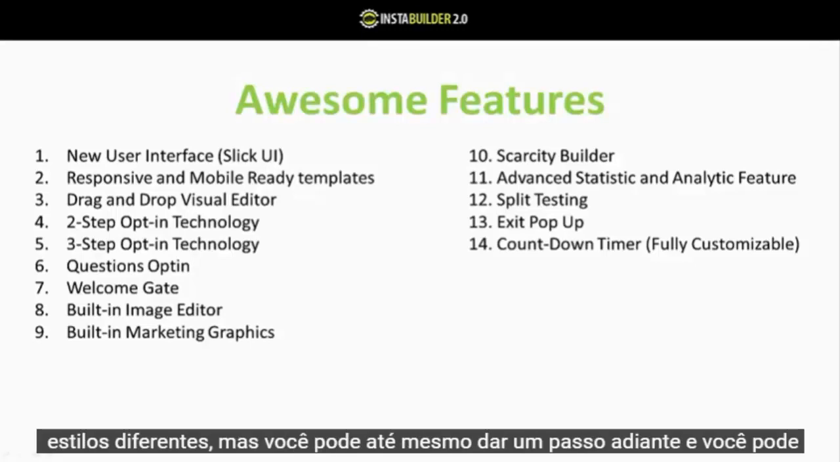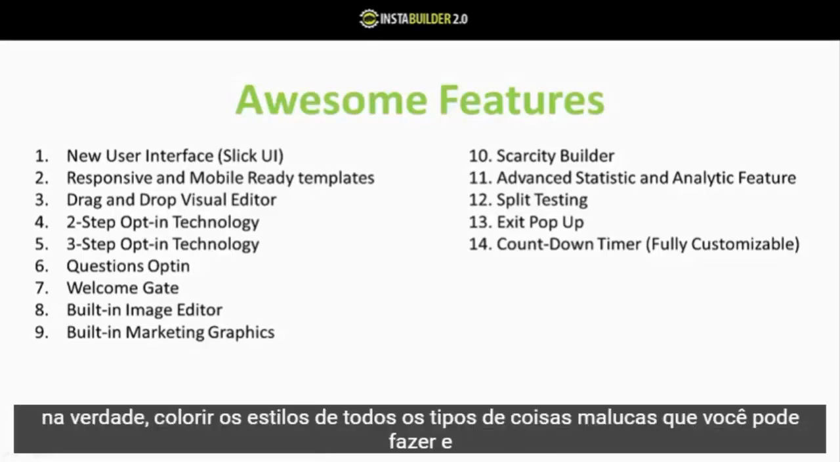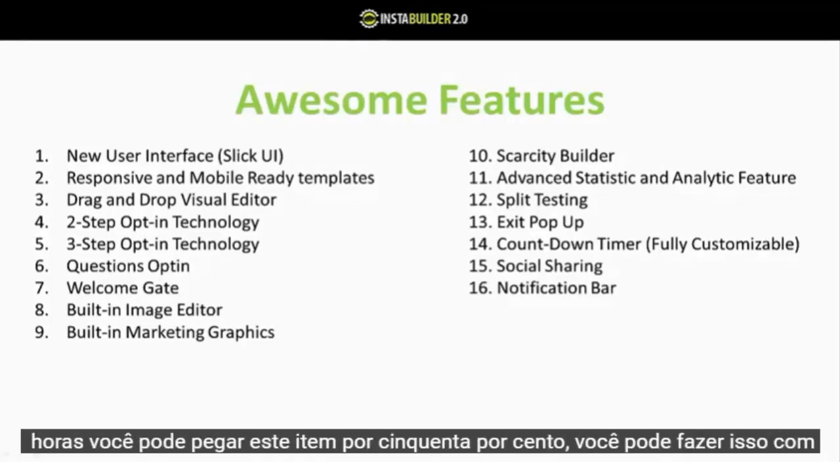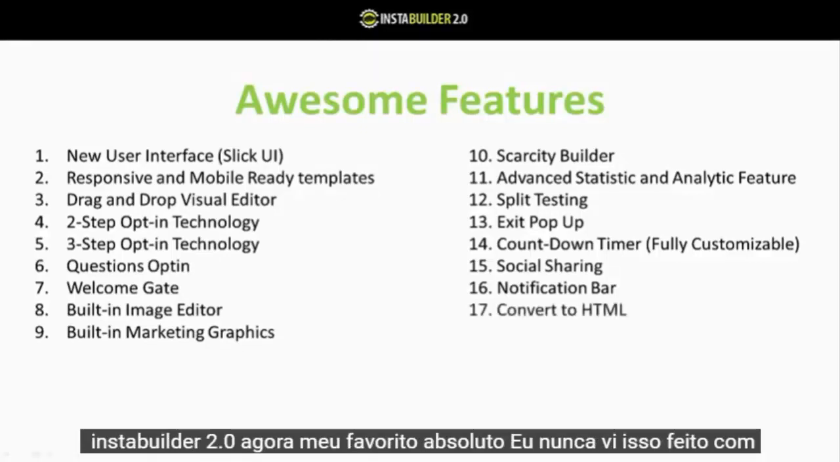So there's all these different styles, but then you can even take things a step further and you can actually color the styles, all kinds of crazy things that you can do. You're going to love it. Social sharing, notification bars. You guys have seen the hello bars that pop up at the top of the screen that says, hey, for the next 24 hours, you can grab this item at 50%. You can do that with Instabuilder 2.0.